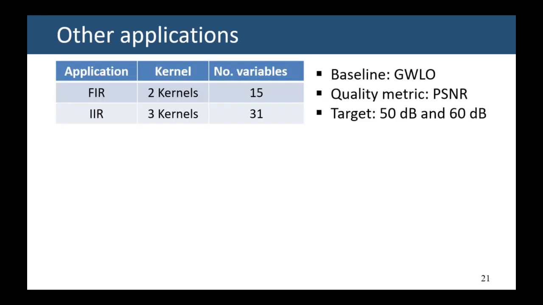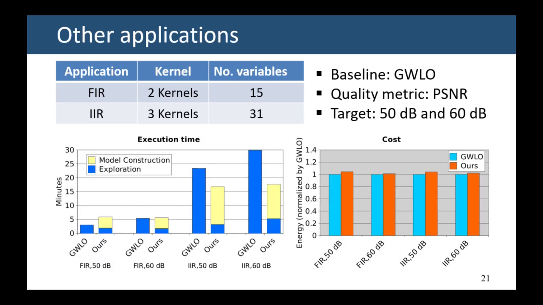In this slide, I provide you some other results. We experimented with FIR and IIR filters with 2 kernels and 3 kernels respectively. The number of variables is 15 for FIR and 31 for IIR. We use PSNR in decibels as the accuracy metric at 50 dB and 60 dB to compare the solution found by global search and our approach. This is a comparison in terms of execution time and energy consumption of the final solution.